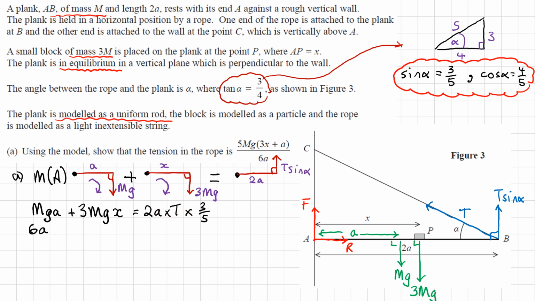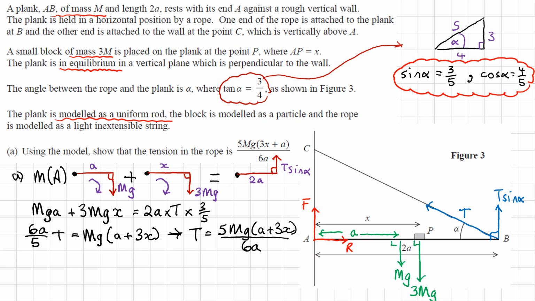If we multiply what we have here, we'll have 6a over 5, T. So 6aT over 5 is equal to, and when I put these together, I'm going to factorize it as well, take the mg out. So I'll have mg, and then in brackets a plus 3x. And then from here, I'm going to times both sides by 5, so 5mg(a plus 3x), and then also divide both sides by 6a. So we get T, this is our tension.